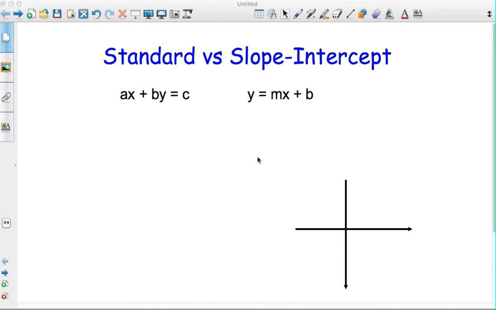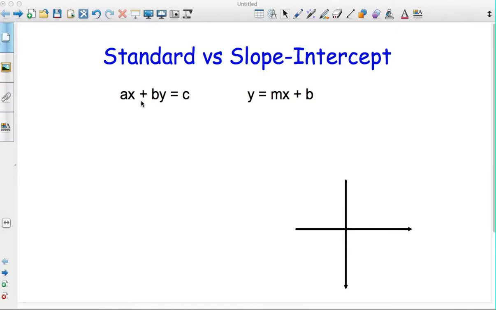Hello. Tonight we're going to look at standard versus slope intercept when it comes to linear equations. Both forms are used interchangeably in the sense that you should be able to go back and forth between the two of them. The standard form is this new one, which we haven't officially labeled yet.